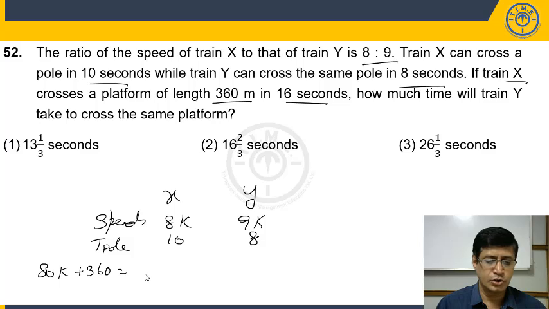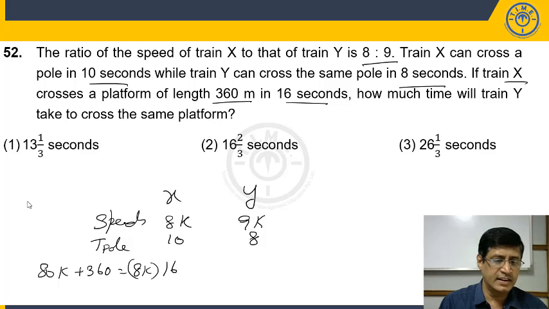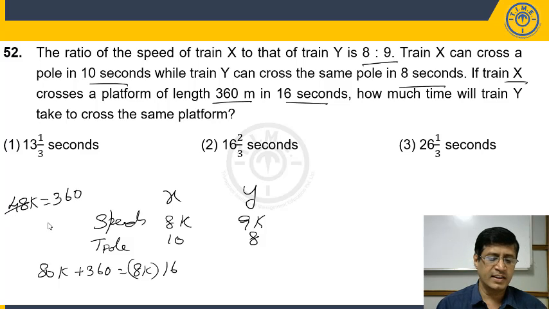Now it is crossing the platform in 16 seconds, so the speed is equal to 8K and the time is 16. Now simplify this. 80K plus 360 equals 8 times 16, 128K. 128 subtract 80, the result is 48K. 48K is equal to 360. Now simplify this. What is the cancellation? 12, 4 times 12. It goes 3 times. The value of K is equal to 15/2, that is 7.5.